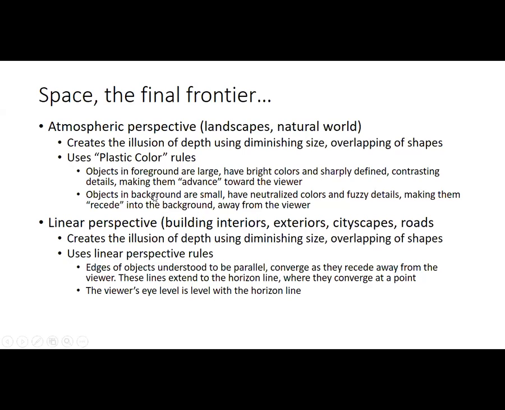And they come into the foreground and open up the foreground space in the composition. Objects in the background are small, and they get smaller and smaller the further away they get from you. They have neutralized colors and fuzzy details, making them recede into the background, and therefore moving away from the viewer and moving the space in the background into a deeper feeling of depth in the composition. So atmospheric perspective is all about using color and details to have either bright colors, sharply defined details in the foreground, or neutralized colors and fuzzy details in the background. Basically, fuzzy is a technical term right there that we want to use.